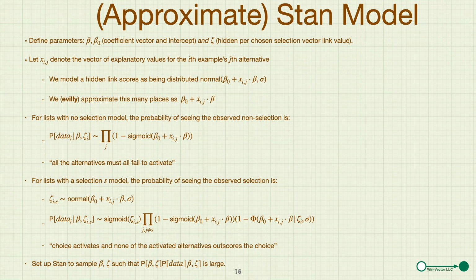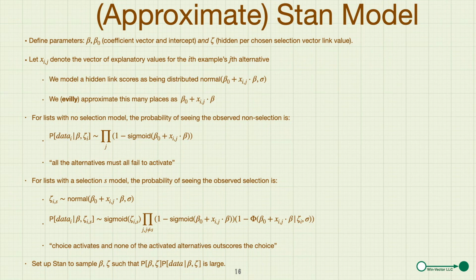We're also going to evilly approximate this noisy link score with its expected value a few places just to make, in an unjustified manner, the calculations much, much easier. And that's really my first lesson in working with Stan, is at too high a level of purity, you just don't make progress. At some point, you have to approximate things instead of making it a pure exact model.